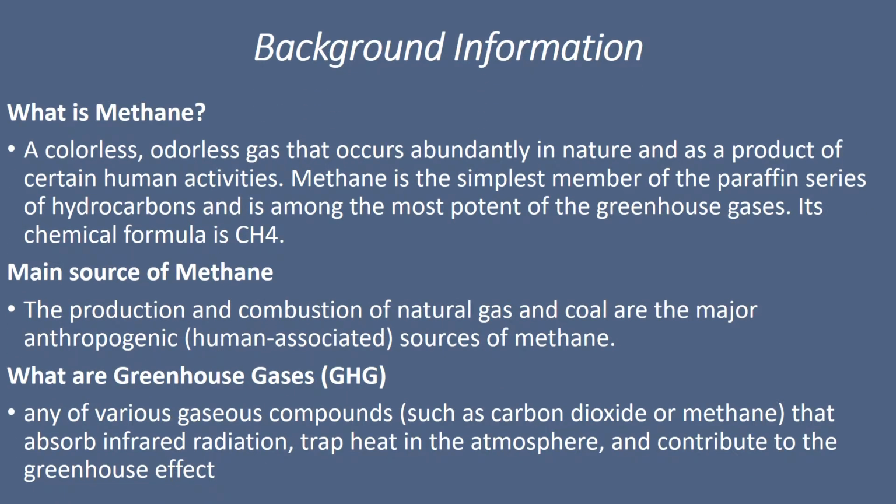Background information. What is methane? Methane is a colorless, odorless gas that occurs abundantly in nature and is produced by human activities. It is the simplest member of the paraffin series of hydrocarbon and is considered to be the most potent of the greenhouse gases. The main sources of methane. Methane is mainly produced through combustion of natural gas and coal from anthropogenic activities.